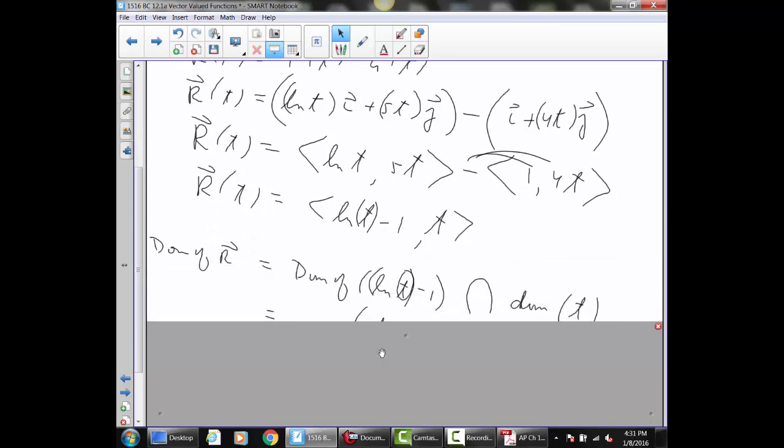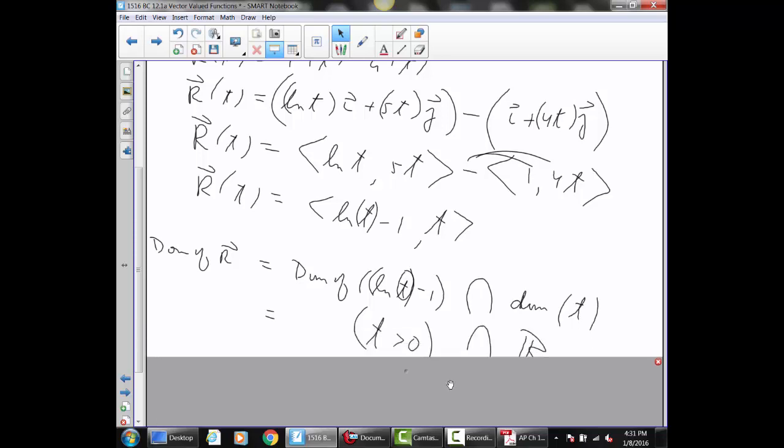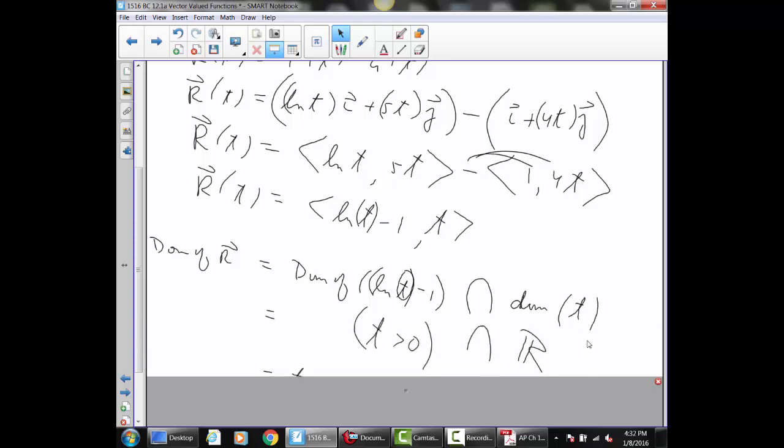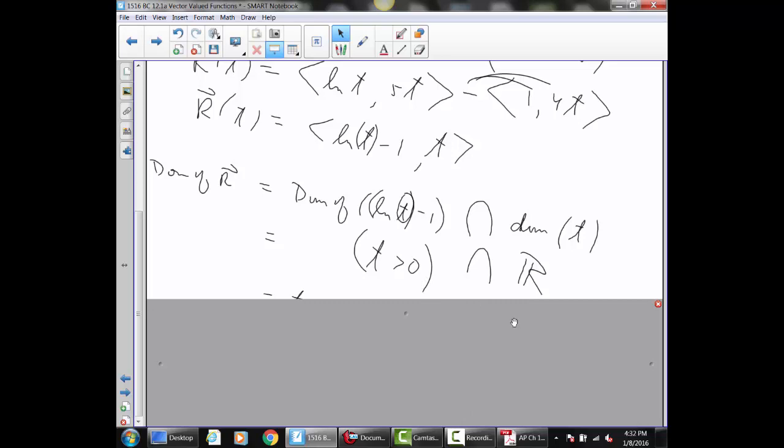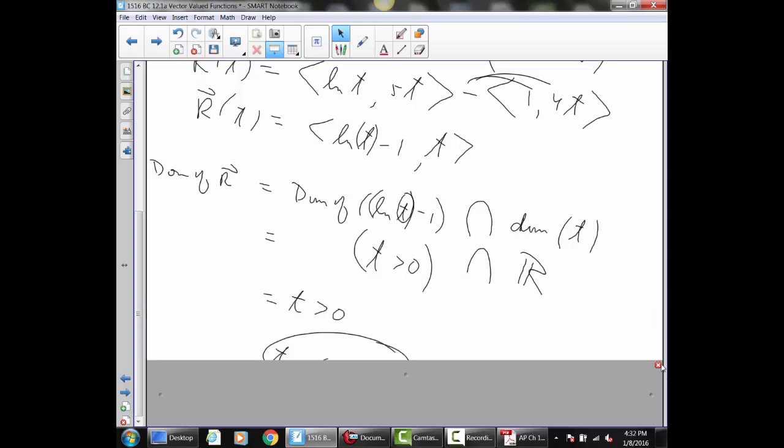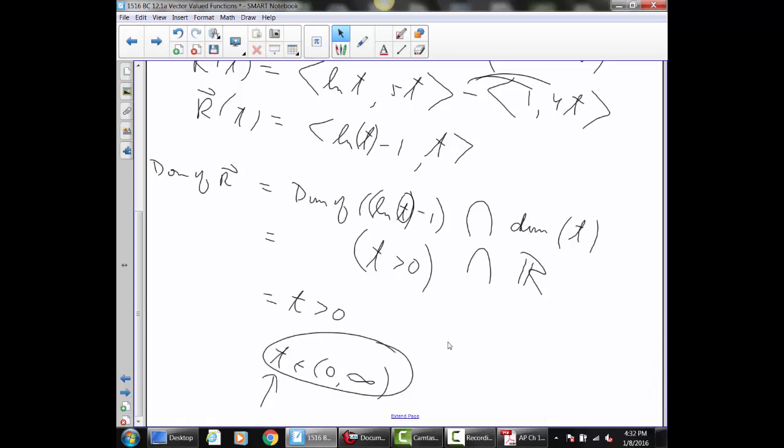So the domain of the vector valued function is the domain of the x component intersection with the domain of the y component. The domain of t is all real numbers, but the domain of ln of t, of course, you cannot take the ln of a negative or 0. So the intersection of the two is t is greater than 0. So t is an element of 0 to infinity. Notice it's t, not x.